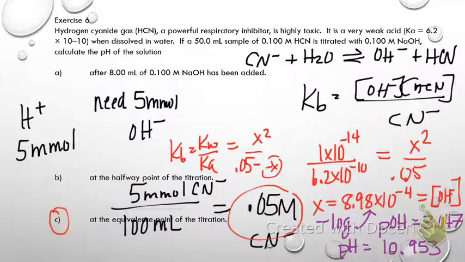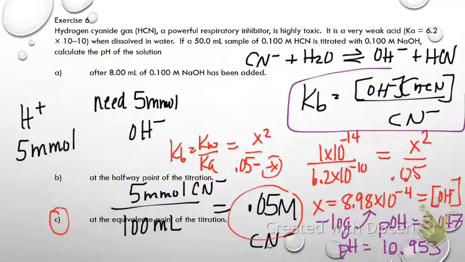Questions? Yeah, this is usually one of the toughest lessons. Wait, why is it CN minus on the bottom? Products over reactants, dear. This right here, this is products over reactants for Kb.